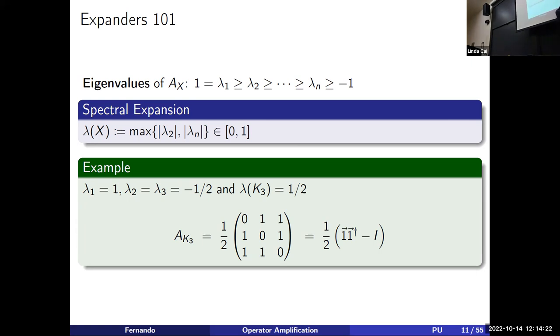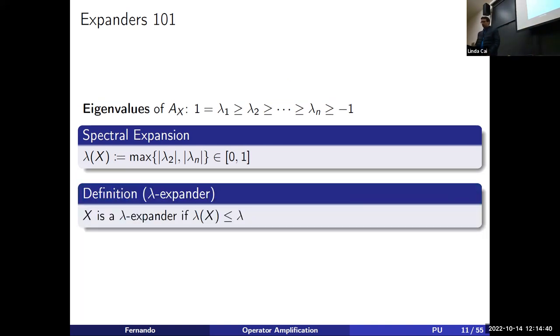So the all ones vector, you know it's an eigenvector, and it has eigenvalue one. The other eigenvectors are orthogonal to this part, so they live here. So we have minus a half and minus a half as the other eigenvalues. And then lambda for the triangle is a half, the absolute value of the two. Okay. And for this talk, if lambda is at most lambda, we call this graph a lambda expander. Okay. Very good. That's just a definition for this talk.